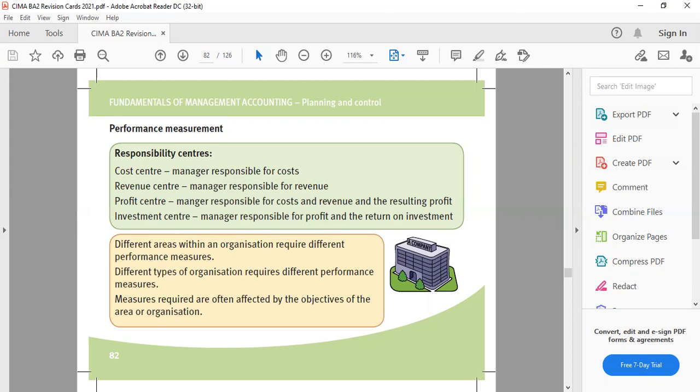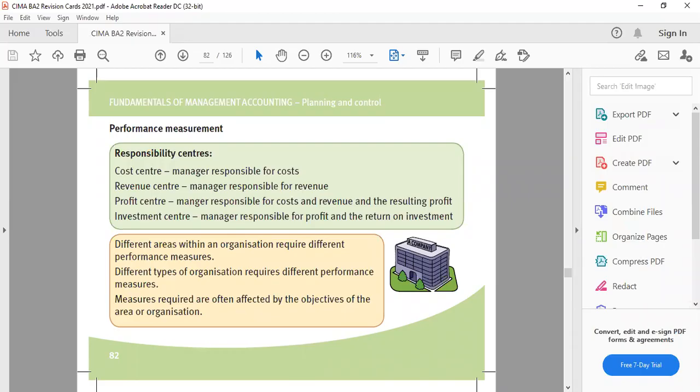For performance measurement, we have one topic called responsibility accounting. What is responsibility accounting? Responsibility accounting accounts for the planned and actual events. What is planned, and whatever actually happened, is accounted. Under this, we have a concept called responsibility centers. So, the accounting which is taken up for the responsibility centers.